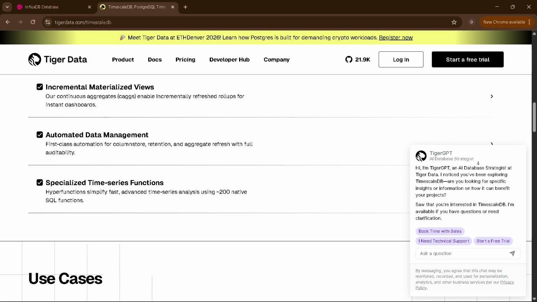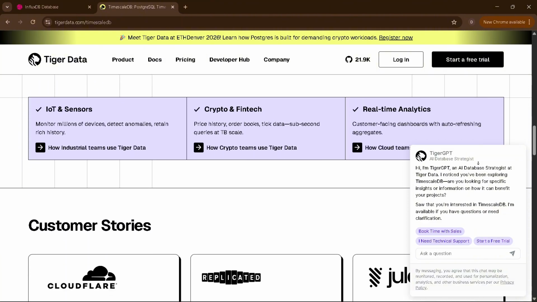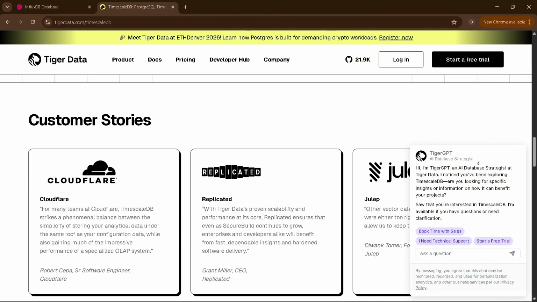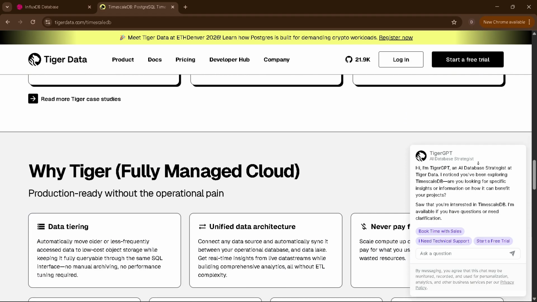For developers, the learning curve is a factor. Most people already know SQL, which gives Timescale a head start. InfluxDB has worked hard to make their system more user-friendly lately, but it still feels like a more specialized tool that requires its own set of rules.